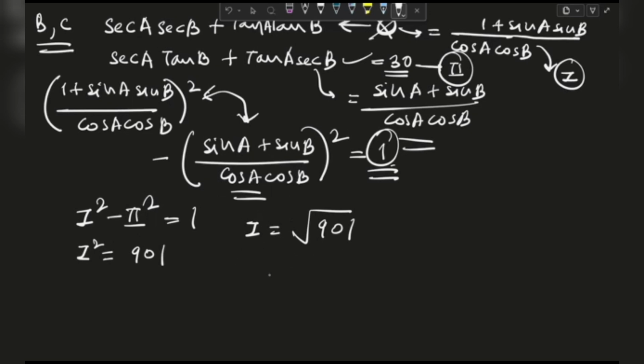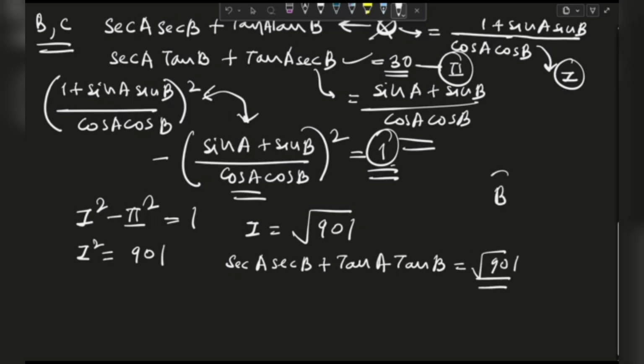1 is root under 901, or if I say secant A secant B plus tan A tan B is equal to root under 901, for which I guess option B was correct. Option C was root 899. So this part is important. If you make a small mistake and subtract this from this, your question is gone, because they have root 899 and root 901 both available. There is a huge probability that people will make mistakes here and take root 899 as the answer, and their 5 marks are gone from the paper.